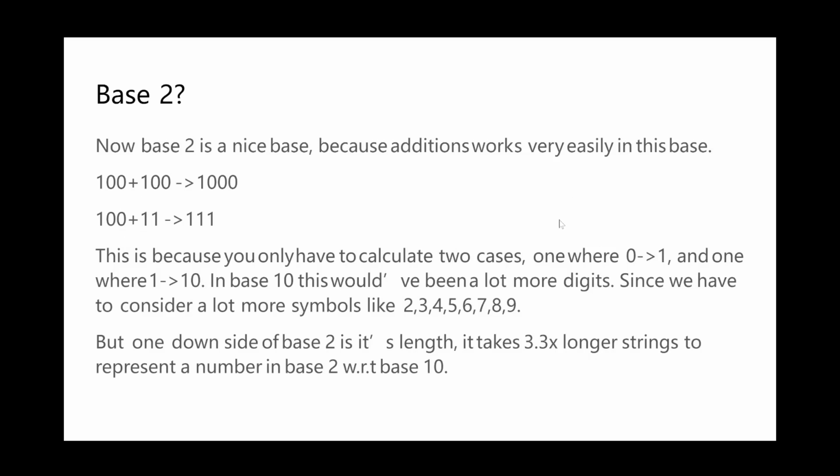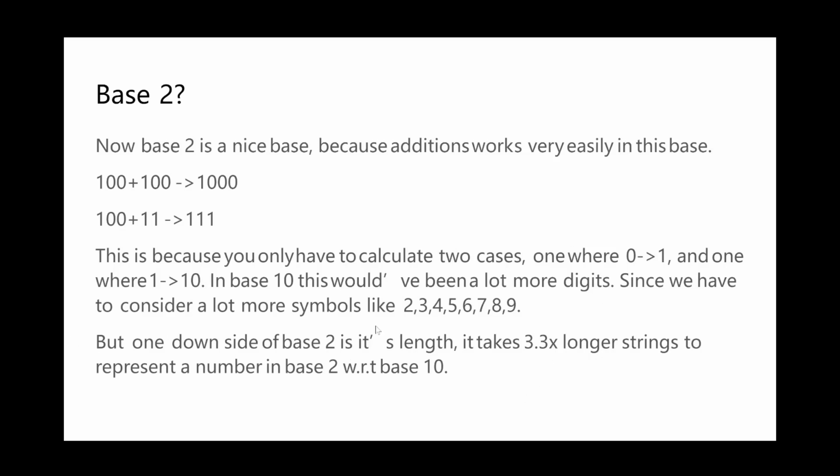Now this is better than base 10 because there are only two cases: either 1 and 0 or 1 and 1, because 0 and 0 doesn't do anything. But in base 10, there are a lot more digits, so we would have to include a lot more cases, like what do we do for 3 and 6? What do we do for 7 and 8?